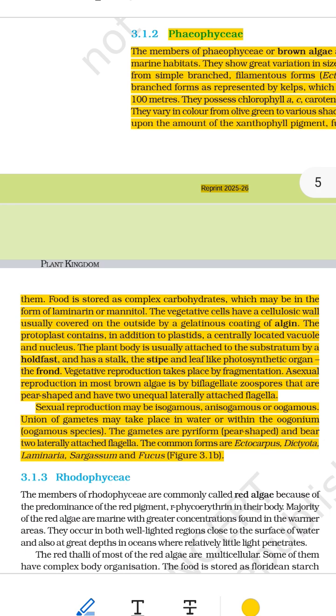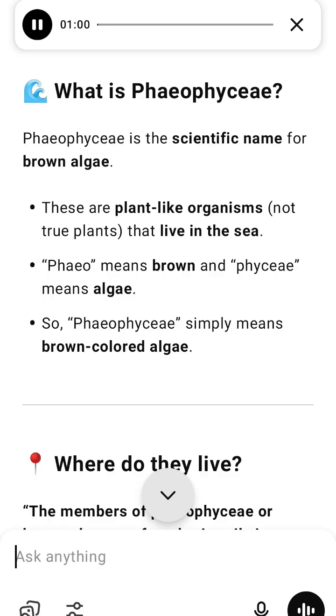Where do they live? They are mostly found in marine, saltwater places, like oceans and seas. Few are found in marshes or ponds. How big are they? They come in many sizes. Some are tiny and thread-like, for example, Ectocarpus. Some are very large, for example, kelps. These can grow as tall as 100 meters, taller than a building.